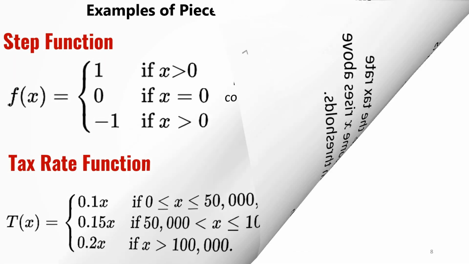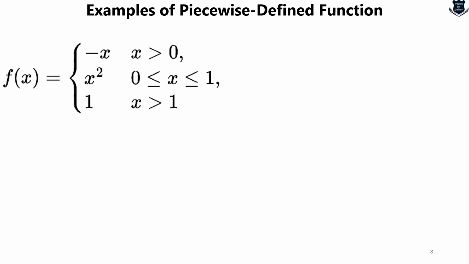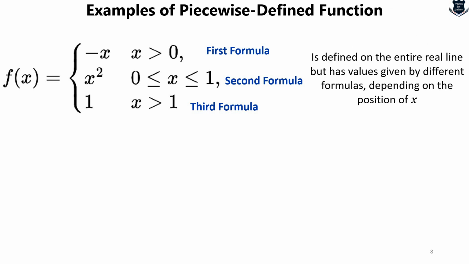Let me give you some more examples to make things clear. As you can see, this is another example of a piecewise function. This is the first, second, and the third formula. This is defined on the entire real line, but has different formulas for different values, depending on the position. As you see, it is defined on the entire real line.